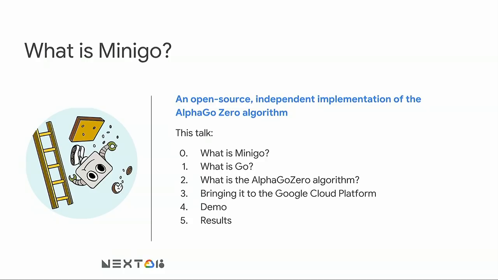In this talk, we're going to cover what is Minigo, what is Go itself, and a quick little introduction to machine learning, because this is a cloud convention. I don't want to assume, so we're going to do a whirlwind tour of machine learning and how it applies to Minigo. But what we're really here to talk about is how we were able to bring this to scale on the Google Cloud Platform. Then I'm going to do a demo and talk a little bit about the things that we learned, and hopefully this will be useful.